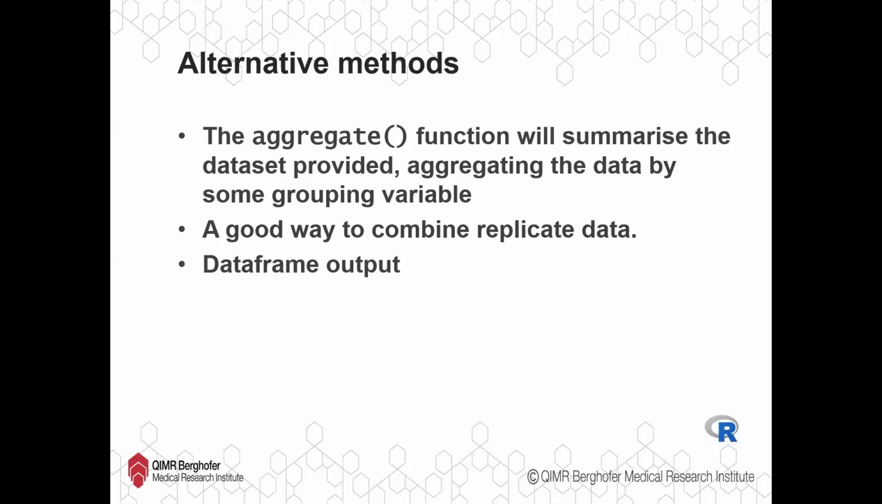Next is the aggregate function. So the aggregate function will summarize a data set provided, and it'll aggregate the data by some grouping variable. So this can be a good way, for example, to combine replicate data. So if you have replicate values, I'm thinking more probably of biological sciences here, and you want to combine the replicates as some logarithmic mean or some other value, the aggregate function will be a really quick way to do that for you. And it does provide a data frame output, which can be useful for the next step in whatever analysis you're doing. So let's jump back across to RStudio and look at the aggregate function.